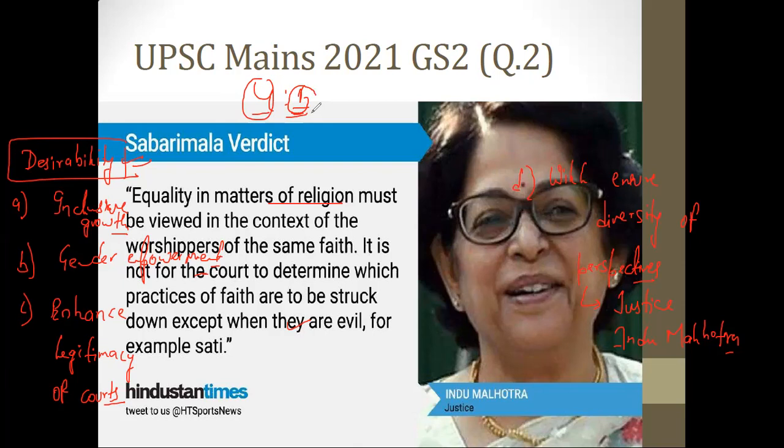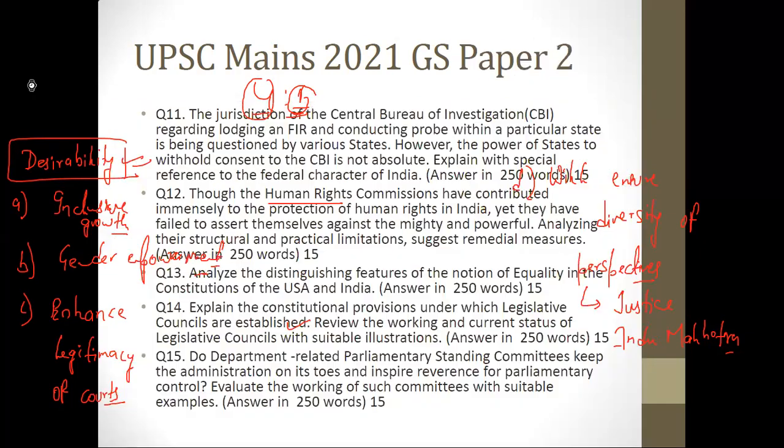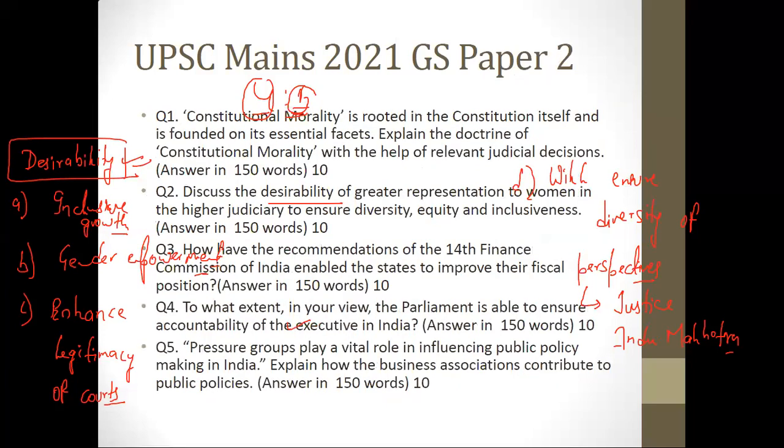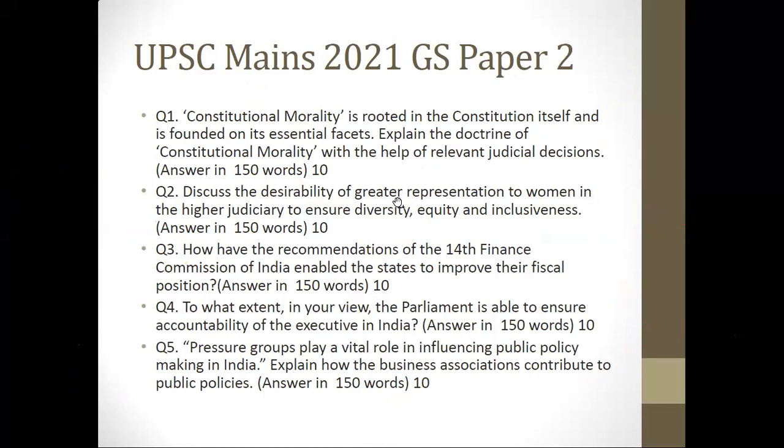So this is the desirability part. What will be the impact if you have female judges, more female judges? This is fine, desirability. Then if you want, you can even add what the barriers are. If there is so little female representation, there have to be some barriers. Believe me, this is a 10 marker, so you don't have too many pages. So you can make a box like this. You can talk about barriers.